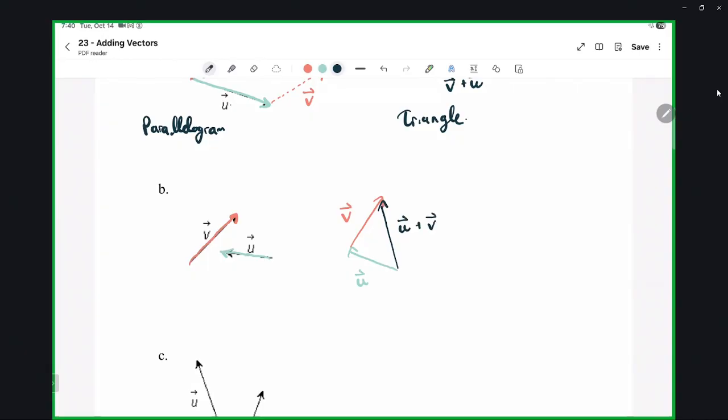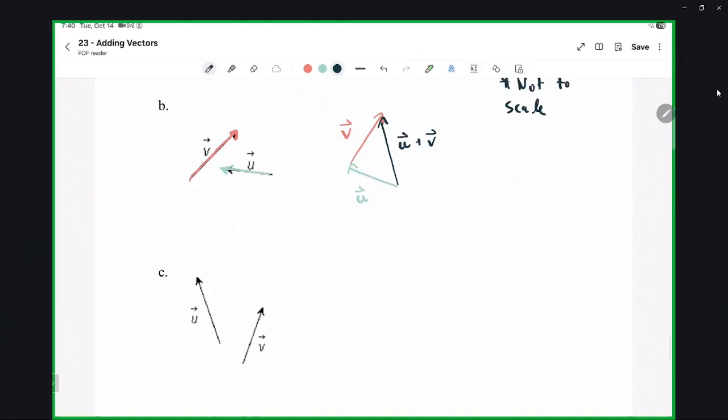Again, just a little small note, these are not to scale. If you were on a computer, you could do these perfectly accurately. But I'm not going to use a computer for these, because my diagram is slightly off. I guess I should have tilted the v more. But again, I think all of you will forgive me for this.